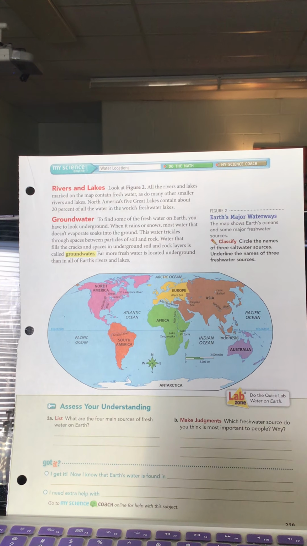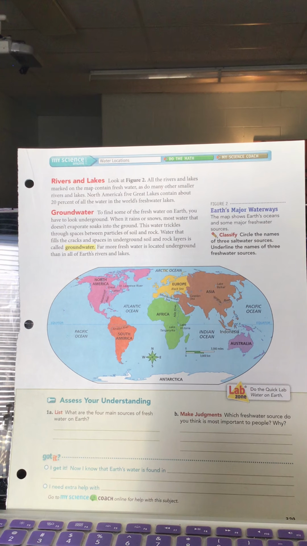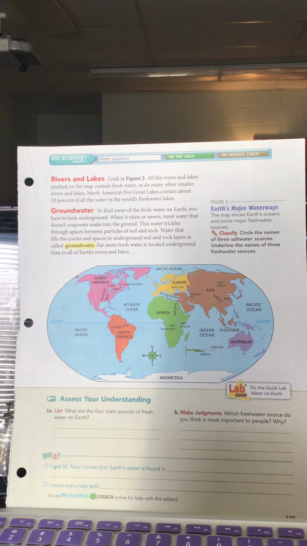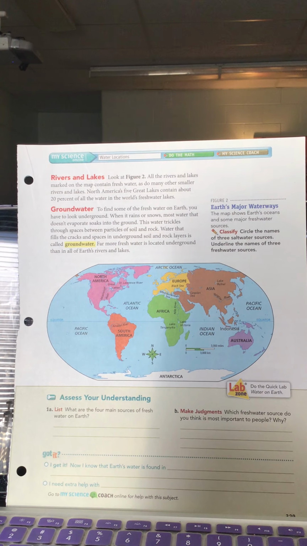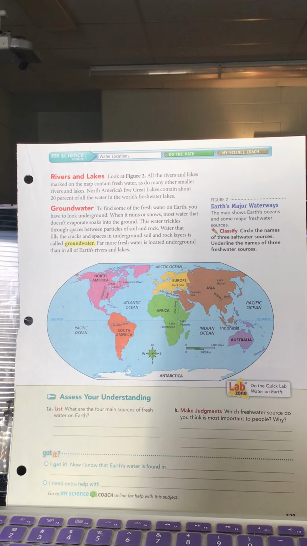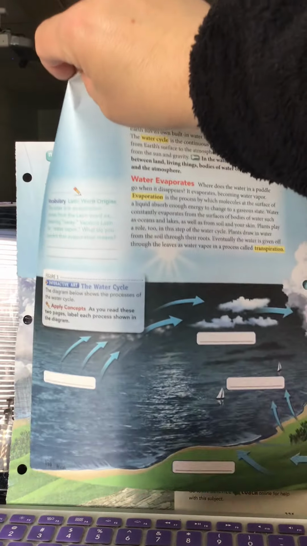Groundwater. To find some of the fresh water on Earth, you have to look underground. When it rains or snows, most water that doesn't evaporate soaks into the ground. This water trickles through the spaces between particles of soil and rock. We'll learn more about that in the next chapter. Water that fills the cracks and spaces in the ground soil and rocks is called groundwater. Far more fresh water is located underground than in all of Earth's rivers and lakes. That's an interesting fact.